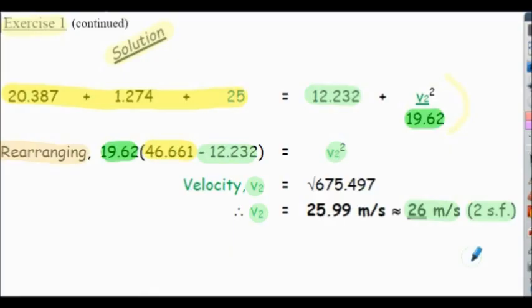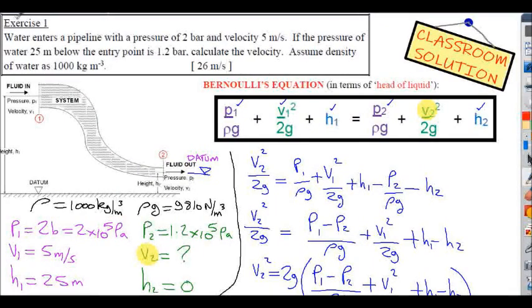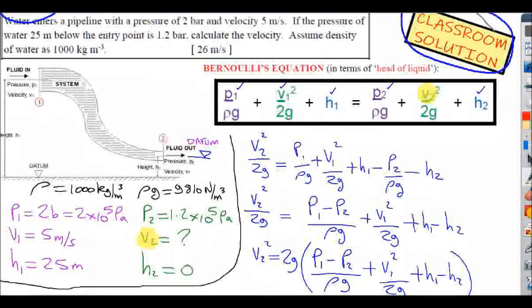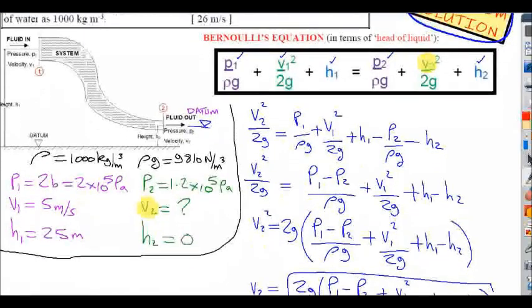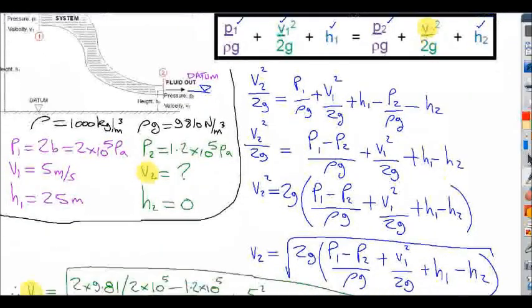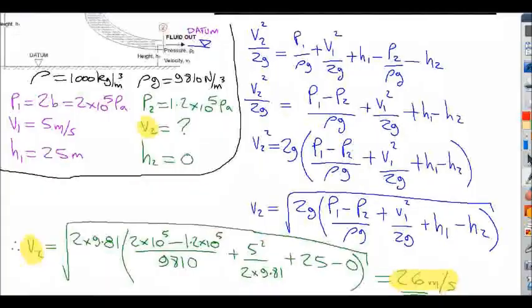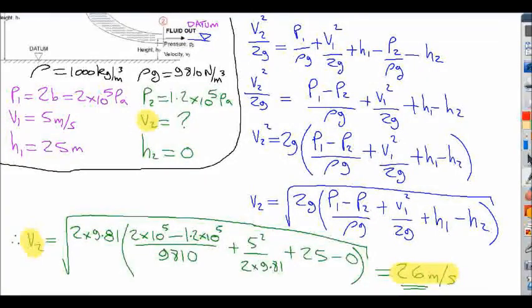So that's applied Bernoulli's equation to a problem where frictional effects were not considered, where we needed to calculate the output velocity given all relevant information using Bernoulli's equation. And if of interest, here's exercise 1, the classroom solution worked through with the students. In this solution we actually transpose the equation to make V2 the subject and then inserted the appropriate values. As I say, just an alternative approach to the solution.